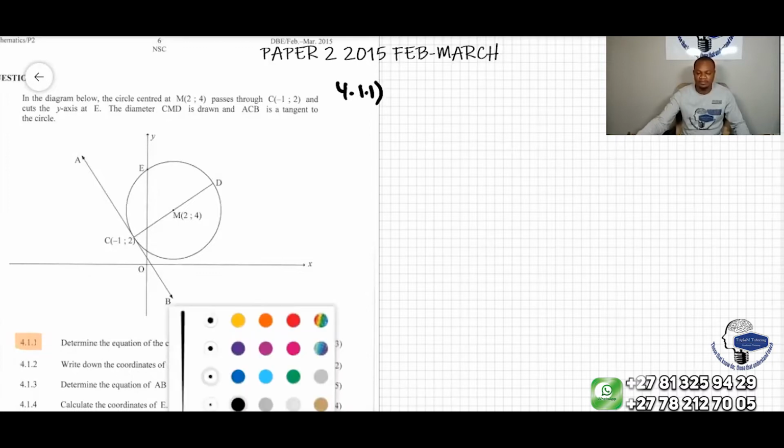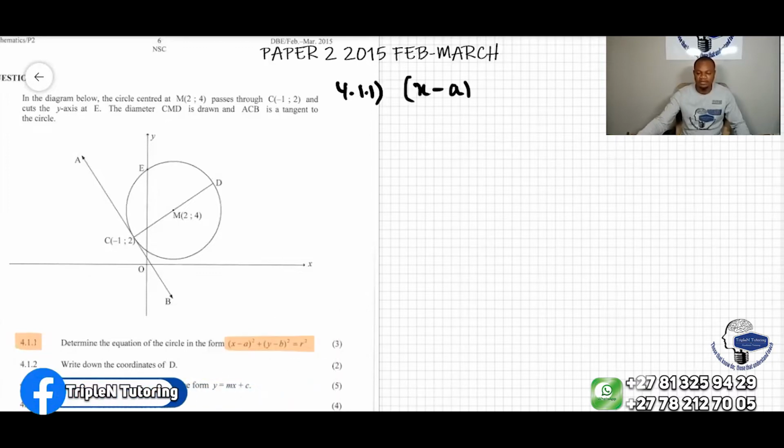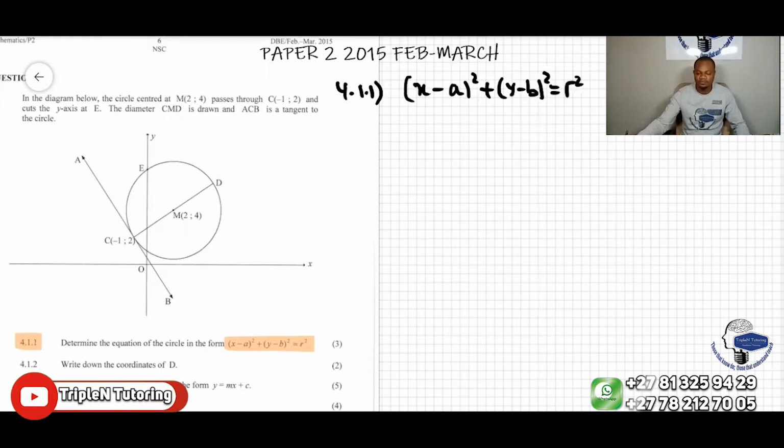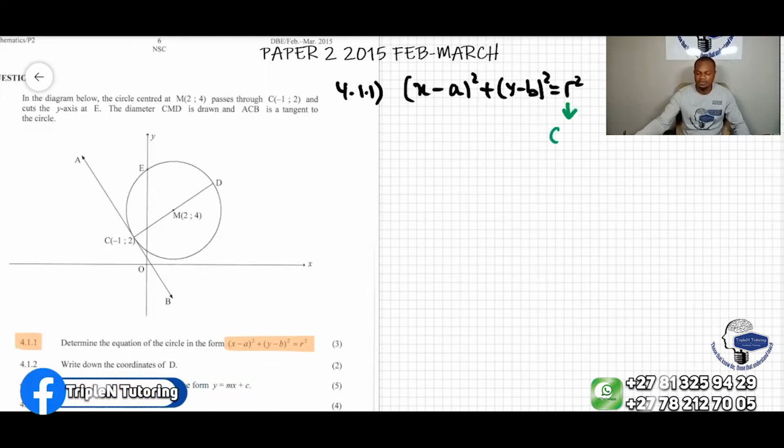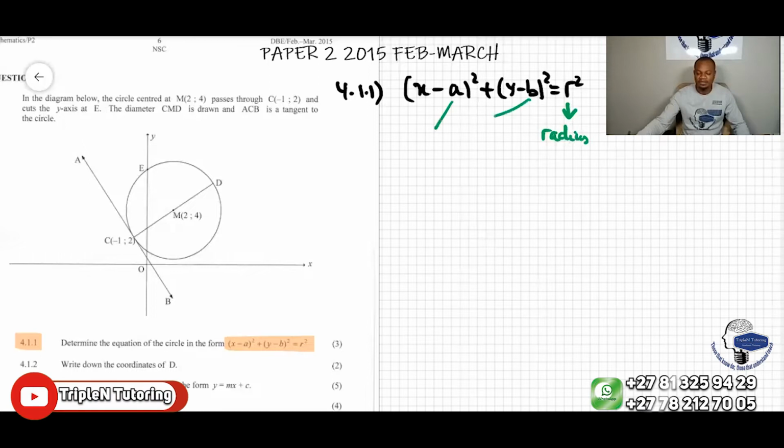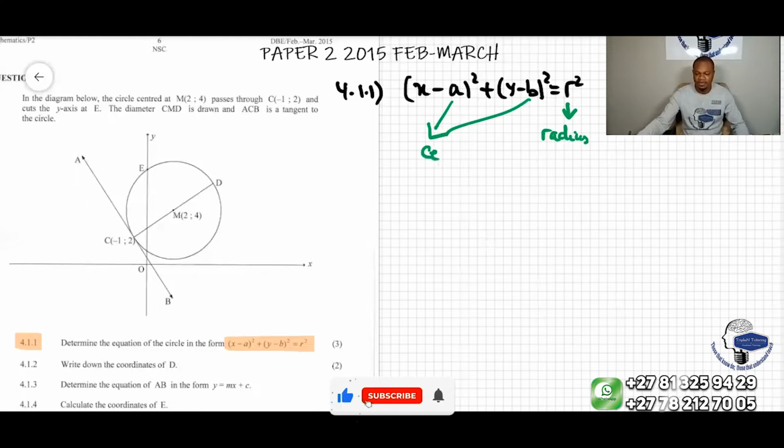This is (x minus a) to the power of 2 plus (y minus b) to the power of 2 equal to r squared, where r is the radius, and then a and b are the coordinates of the center.